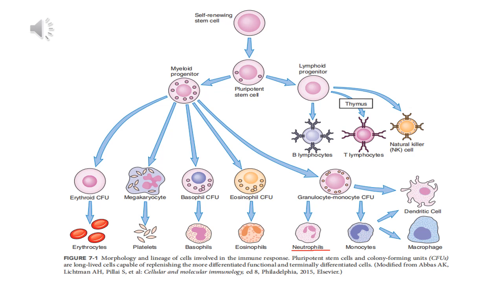Mast cells and basophils are non-phagocytic granulocytes that release the contents of their granules in response to inflammatory triggers, and during allergic responses, type 1 hypersensitivity.